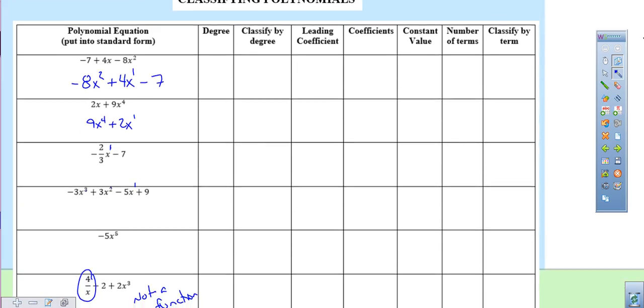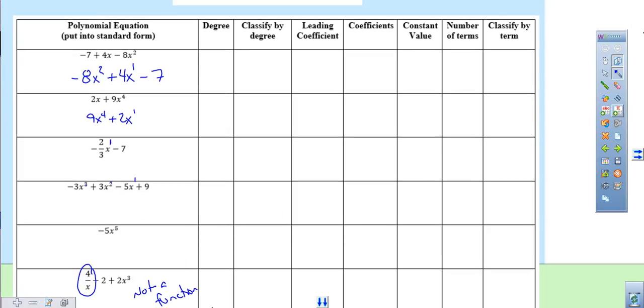All right, so let's go through and identify some characteristics. In this case, the degree is the biggest exponent, so that's 2. To classify that by degree, that would be called a quadratic.